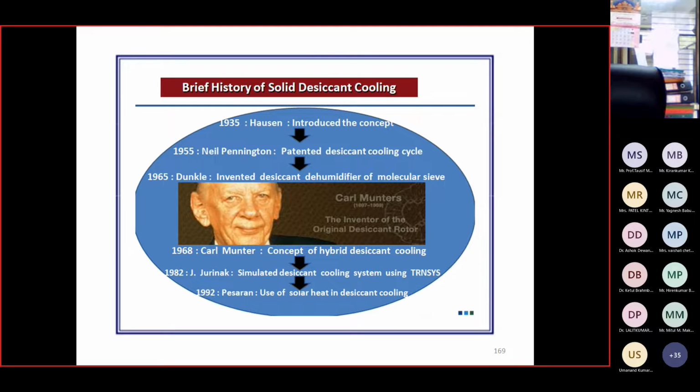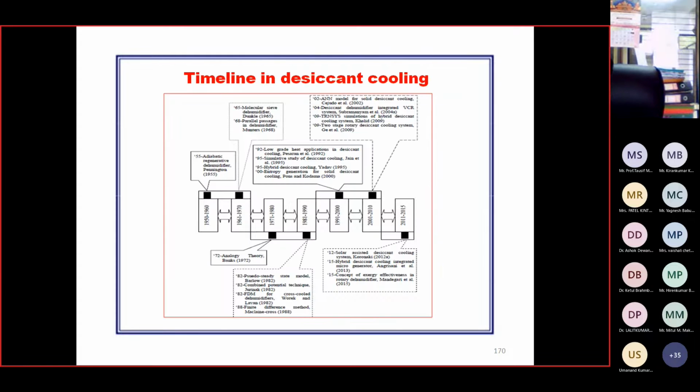Later on, J. Zurinak in 1982 simulated a desiccant cooling system using TRNSYS, with some of the components, solar, etc., and gave birth to the invention of TRNSYS software. In 1992, Pesaran used solar integrated desiccant cooling. This is about the history. This is the timeline of the main inventions that took place by various inventors across the globe, generation by generation, decade by decade, showing the history of desiccant and the remarkable work done.